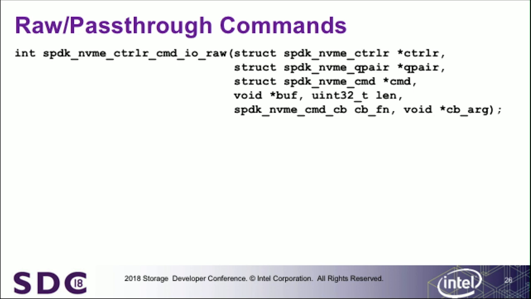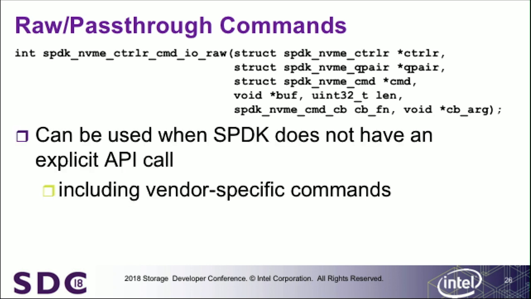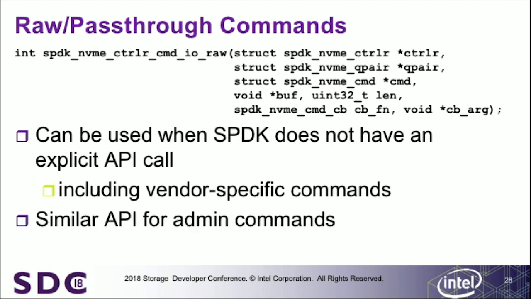Let's see here. I think we got a couple more slides. So raw and pass-through commands are very similar to what we see for the other ones. Here you're basically responsible for building the command yourself, at least all the fields that the application can fill out. SPDK will then fill in things like the PRP list. So you can use this for vendor-specific commands. There's a similar API for doing admin commands as well.